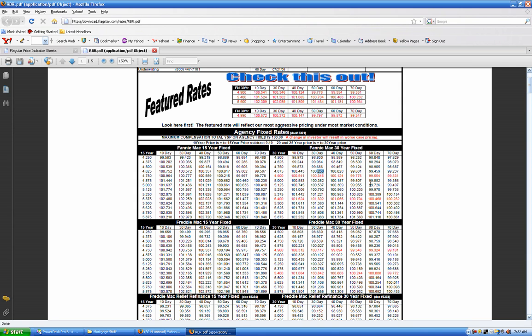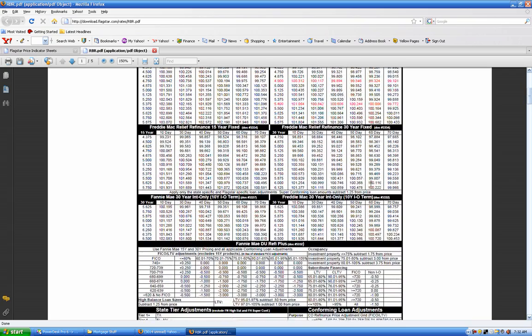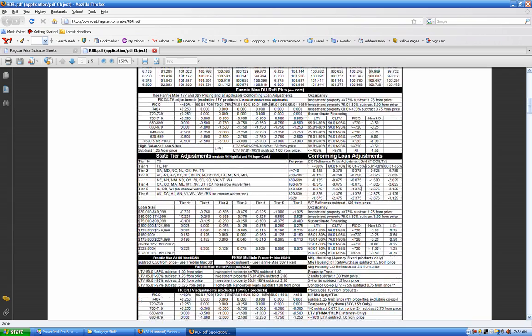Now the pricing is just a start. Then you have your adjustments. And for this particular lender, they have state tier adjustments. So for instance, we're in California. And if you're in California, you're going to be in tier 4. Okay, so these adjustments will apply. And they also have cash out refinance price adjustments.